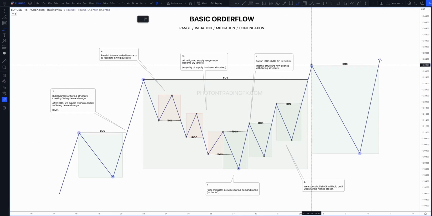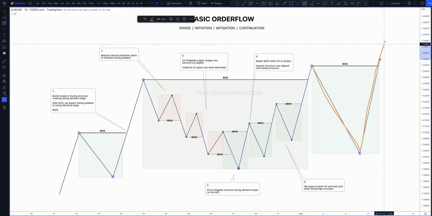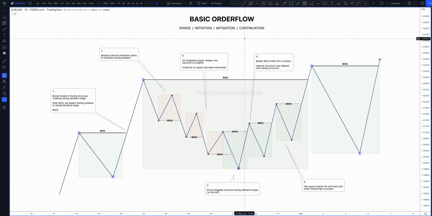And then the exact same thing: we go from the high to the low to where it breaks, and that's your next demand range. So what would we expect? We would expect the next swing pullback to mitigate something within this demand range and then continue up. Hopefully you guys should be comfortable with that.